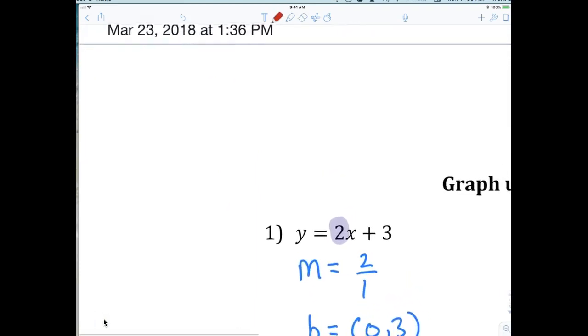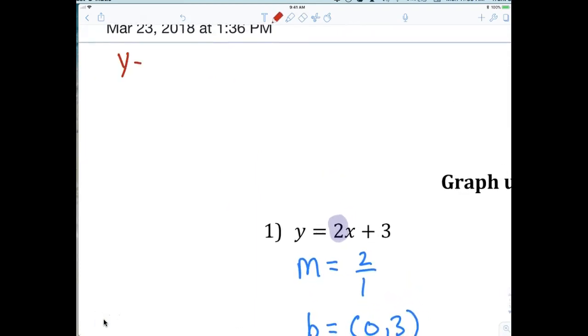The first thing I want you to write down is y equals mx plus b. In order to graph, it must be in that format. What does m represent? I'm sure somebody can remember. M represents the slope. And the slope, remember, was the rise over the run, we said.